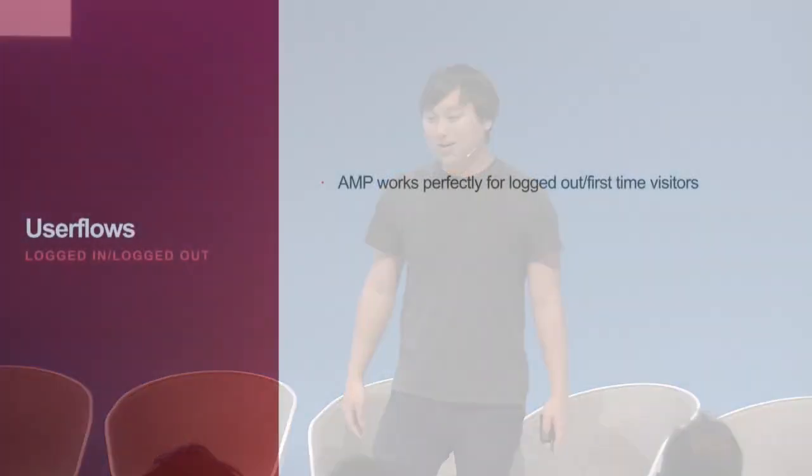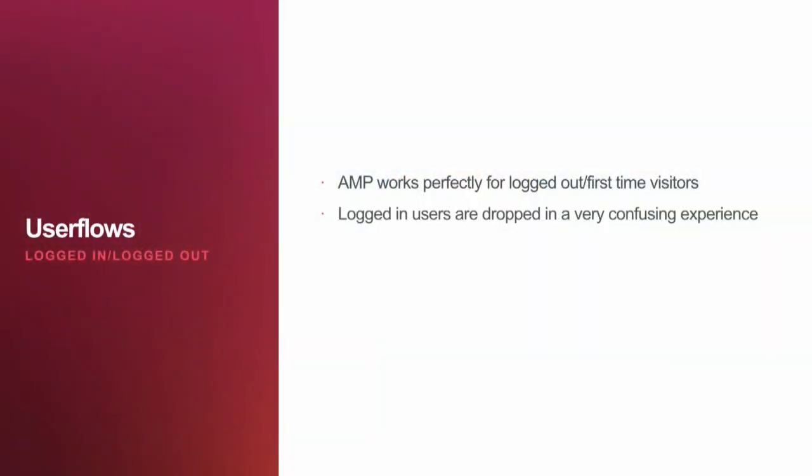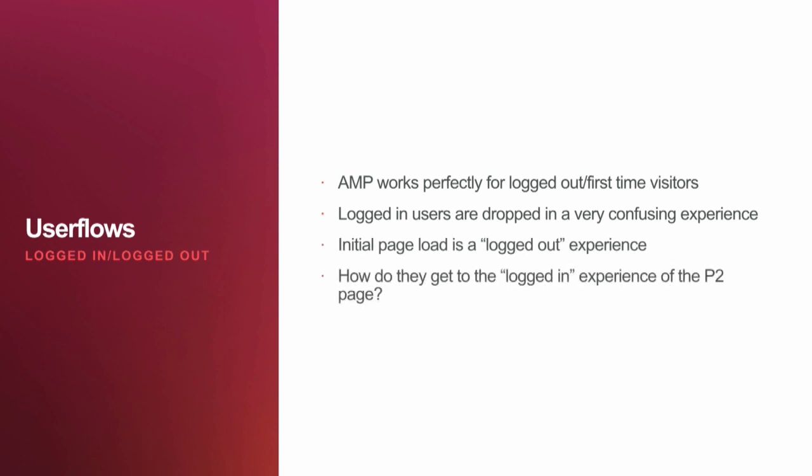So user flow works really well with AMP as long as you're logged out or a first-time visitor. The problem starts appearing when you have logged-in visitors, as they are now dropped into a very, very confusing experience. People that are returning visitors are used to seeing P2. They're used to seeing a more customized version of the landing page or of the search result page. And they're used to being able to check their trips and their messages, and we're not able to offer that with AMP. And so just to reiterate, the initial page load is just a logged out experience, and we needed to figure out how to get a logged in version of P2 for people to actually use.